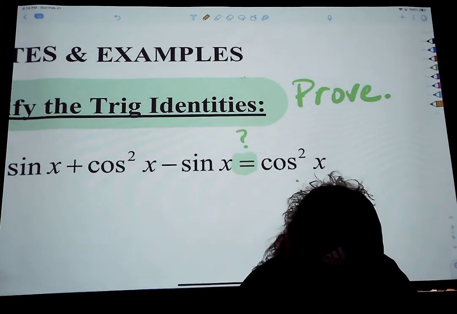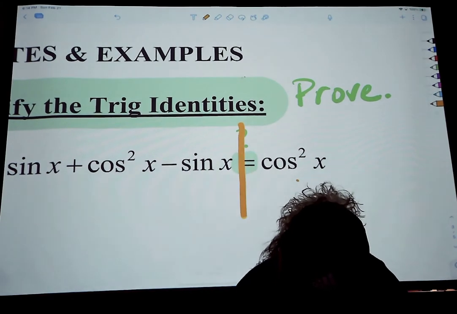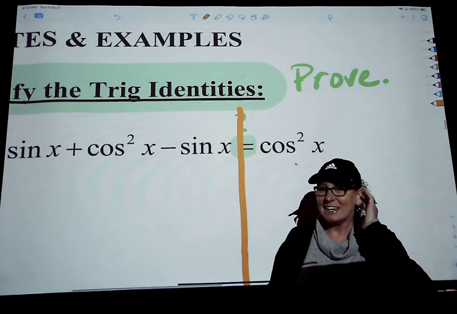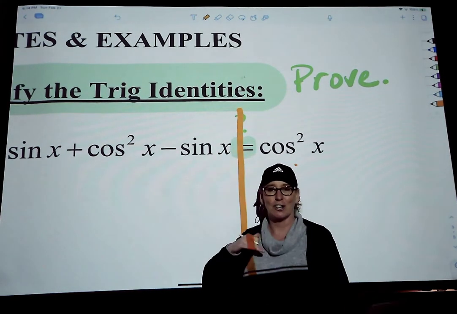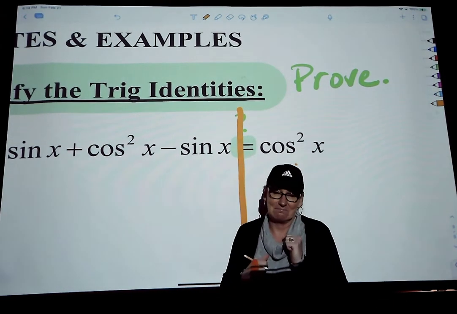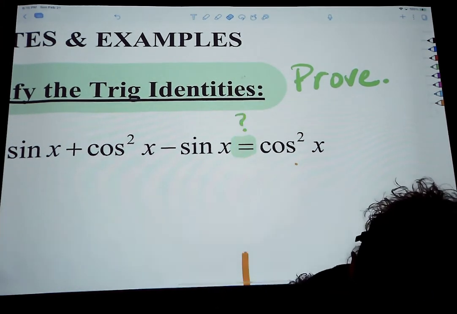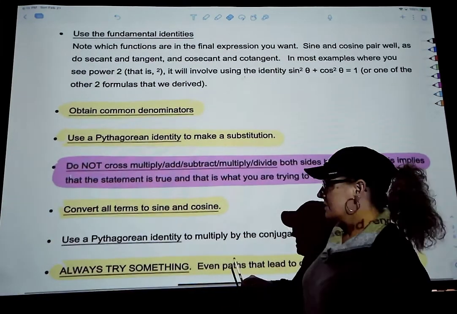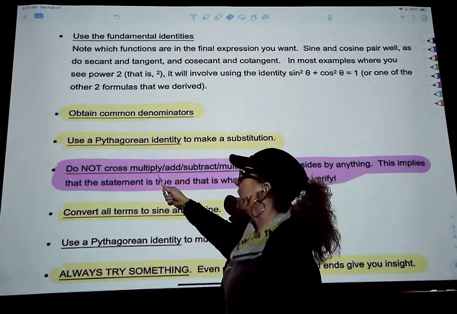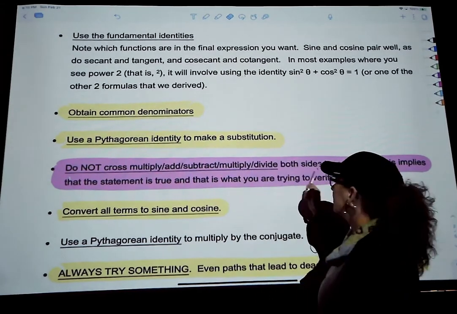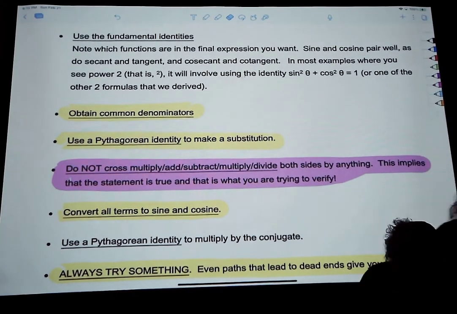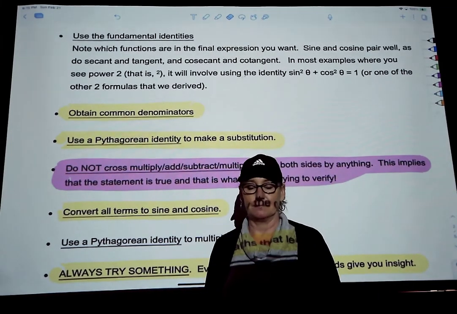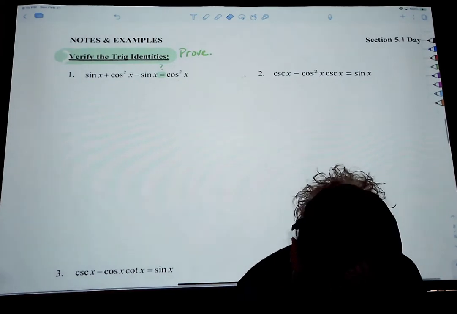This is what I've seen some people do. Some people draw a line through their equal sign, and that tells them that nothing's allowed to cross over. It's a decent idea. And that's what this pink highlighter says: you can't do anything to both sides. You can't cross multiply, add or subtract, multiply or divide both sides by anything, because we don't know that the two sides are equal. All right, here we go. Let's try some.